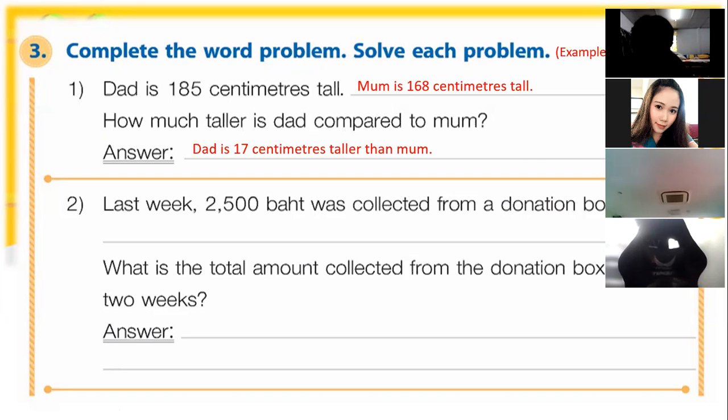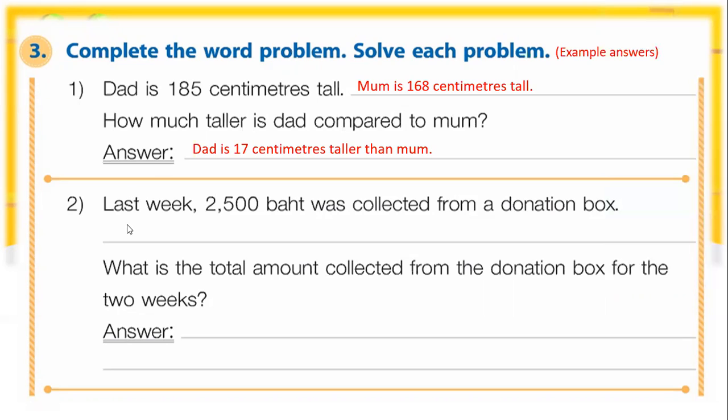Okay. Now, problem number 2. Information given to us is that last week 2,500 baht was collected from a donation box. Then we don't have the second information, but we have the question here. So now let's see the question. The question is, what is the total amount collected from the donation box for the 2 weeks?